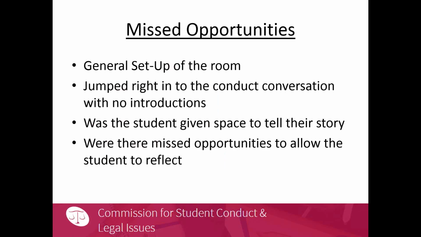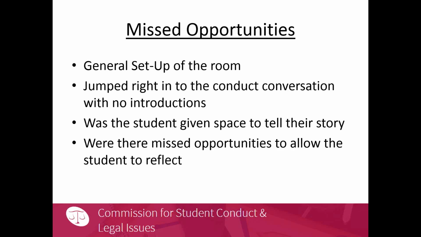So this is obviously an extreme version of a conduct conversation, but it shows some good examples of what not to do. So when we look at the general room setup, if we look at the desk, clearly the desk is between the student and the officer. And in some situations, this makes sense if you're concerned a student might become violent or physical. But in most situations, creating a space that is open and inviting to the student to have the conversation is helpful.